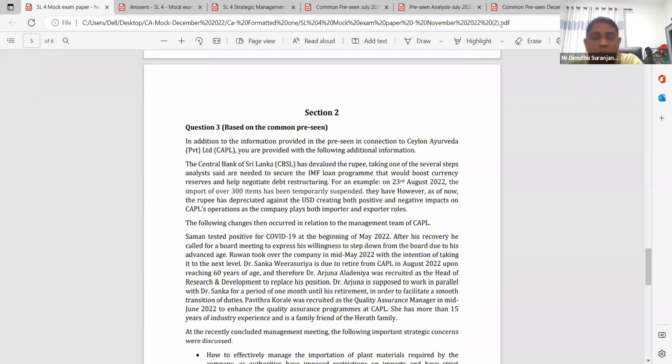Known facts, no. However, as of now, the rupee has depreciated against the USD, creating both positive and negative impact on CAPL operations as the company plays both import and export roles. So if you are an exporter, that is an advantage, no? With rupee depreciation, your product becomes more competitive in the world market. But for an importer, problem, your cost will increase.